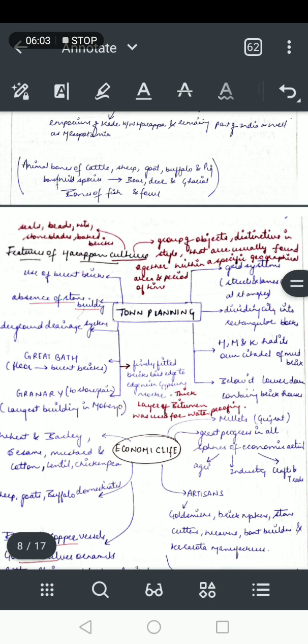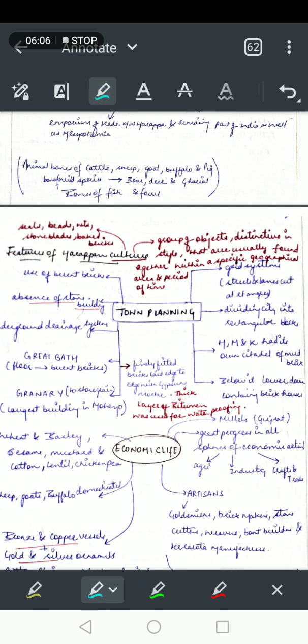Now, one important fact: animal bones of cattle, sheep, goat, buffalo, and pig were found, then bones of wild species like boar, deer, gharial, and bones of fish and fowl. So you can give a reading to this.